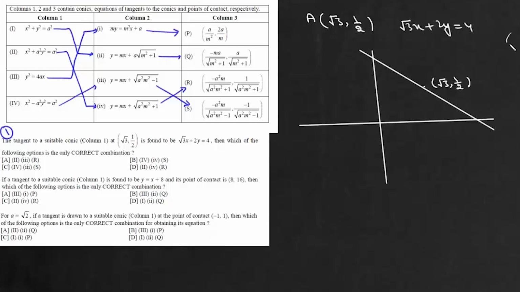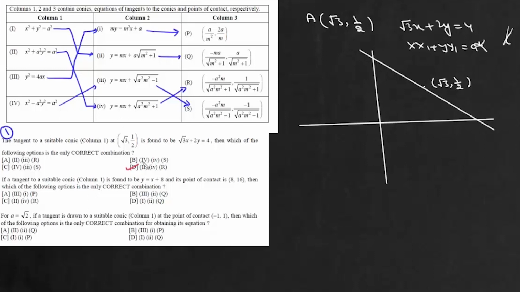Now for parabola and hyperbola, tangent will have positive slope. So it cannot be a parabola or a hyperbola. So it can only be a circle or an ellipse. But in case of a circle, equation of tangent will be x(x1) plus y(y1) equals a square, where point of contact is x1, y1. So in that case, this equation will be root 3x plus 1 by 2y. So it cannot be this circle. So it has to be this ellipse. So this point, it should lie on ellipse. So answer should be second, fourth and R.